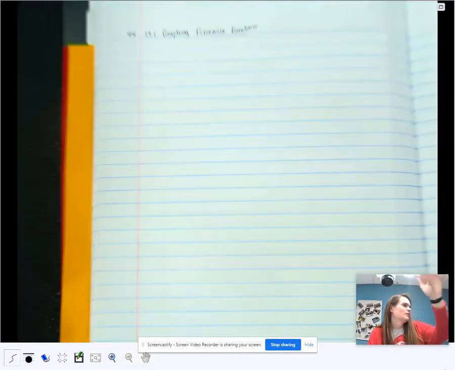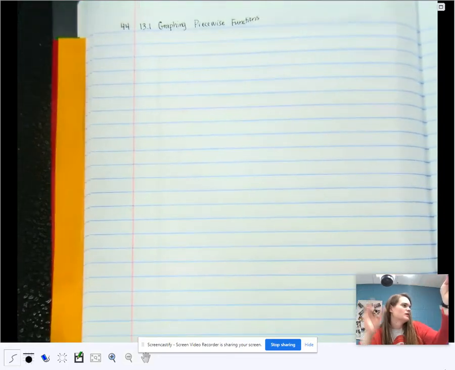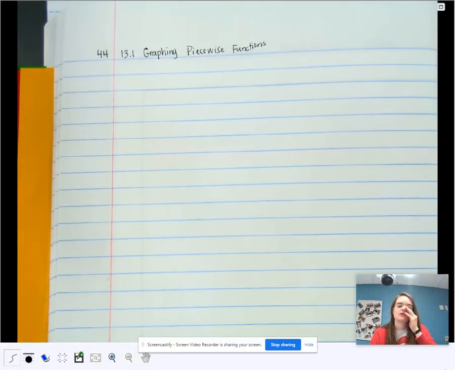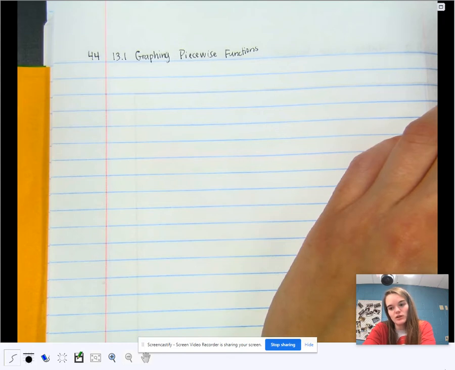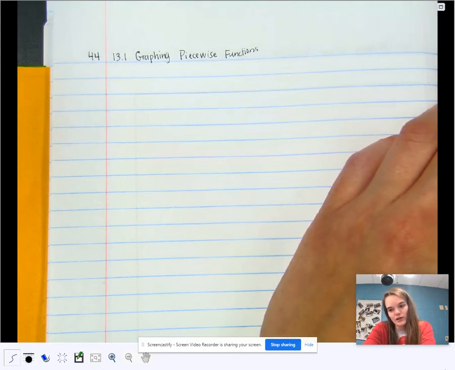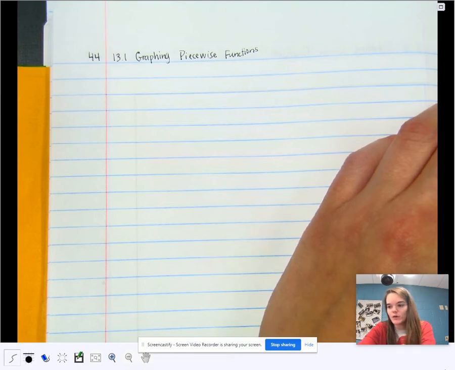We're going to graph them, we're going to create them, we're going to identify what's going on with them, a lot of things that go with that. Now, since we're talking about piecewise functions, you're going to need to pull out a calculator. So pull out a calculator or get one on your Chromebook. But go ahead and pull that out.